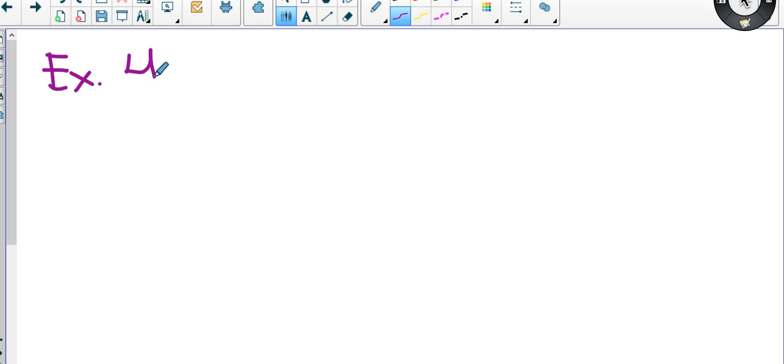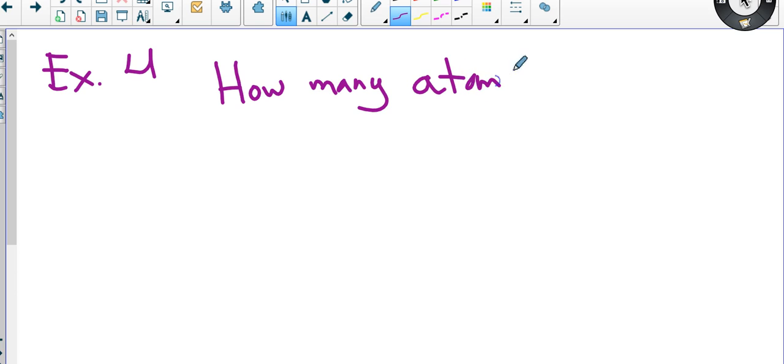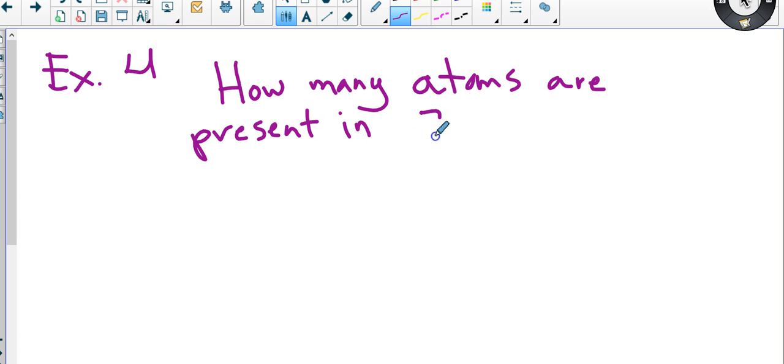Now, I'll do a one step with you first, okay? Let's just do one step. How many atoms are present? Did we do one like this already? Maybe. They're all the same. How many atoms are present in 7.33 moles of aluminum.